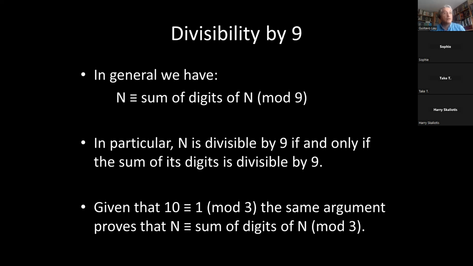And given that 10 is also 1 modulo 3, you can use exactly the same argument to prove that n is congruent with the sum of its digits modulo 3. Okay, the divisibility criterion by 3 is the same. You take the sum of the digits and you check if that's a multiple of 3.